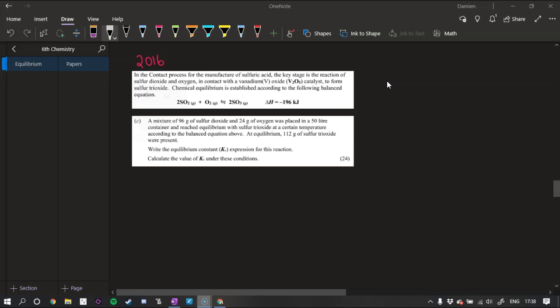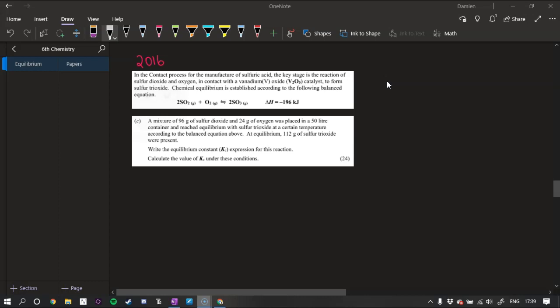Okay, let's have a look at the next question. This is to do with the contact process, where you react sulfur dioxide with oxygen, forming sulfur trioxide, and you use a catalyst which is vanadium oxide, V2O5. You can see it listed here in the top.